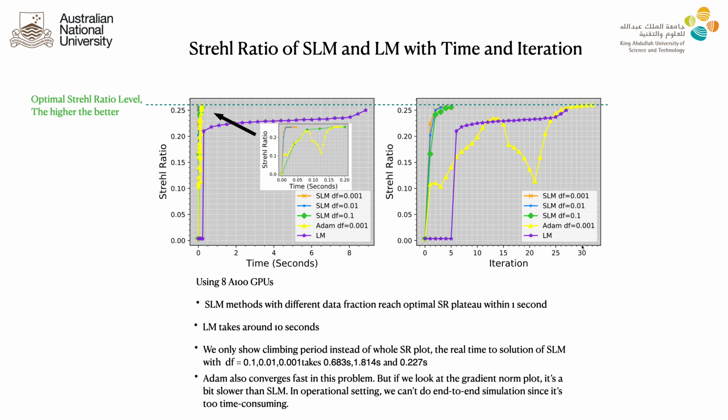This is the iteration plot with Strehl ratio, and you can see SLM also converges faster according to iteration. We only show the climbing period instead of the whole SR plot because we just want to see how fast they can reach the optimal SR plateau. And these are the DF equal to 0.1 and 0.01. 0.01 takes 0.6, 1.8, and 0.2 seconds.